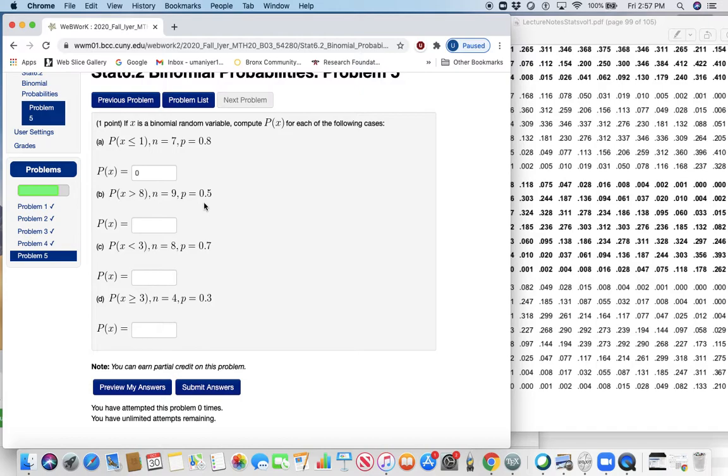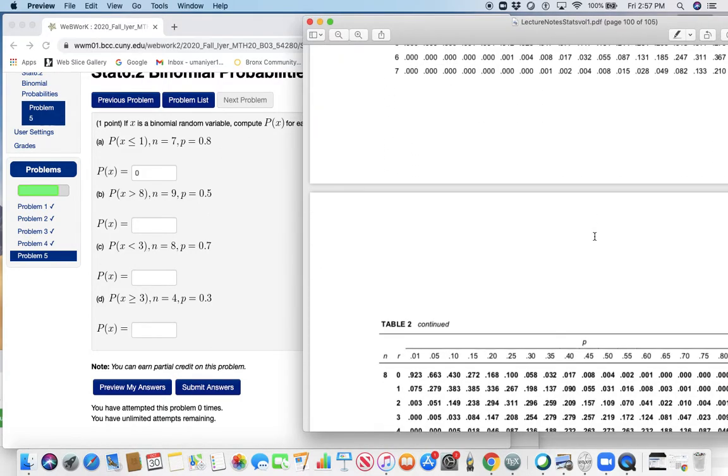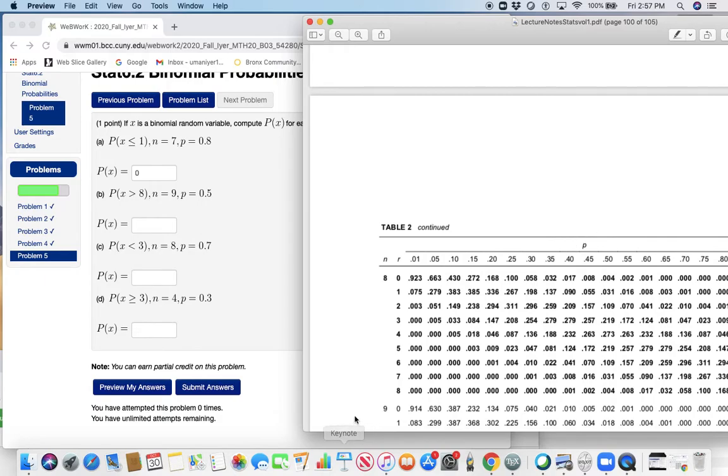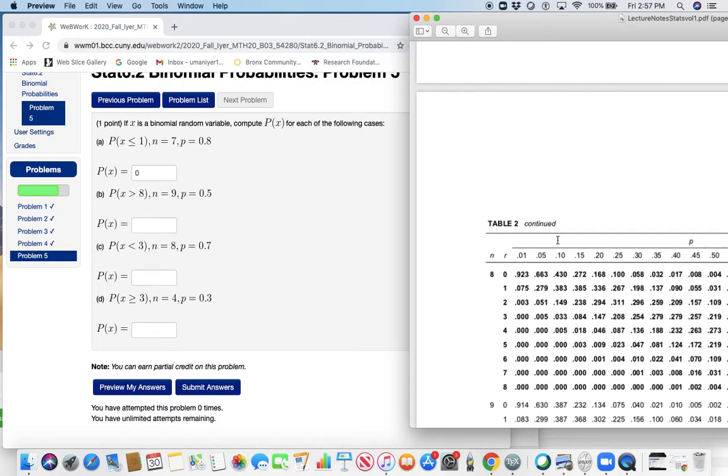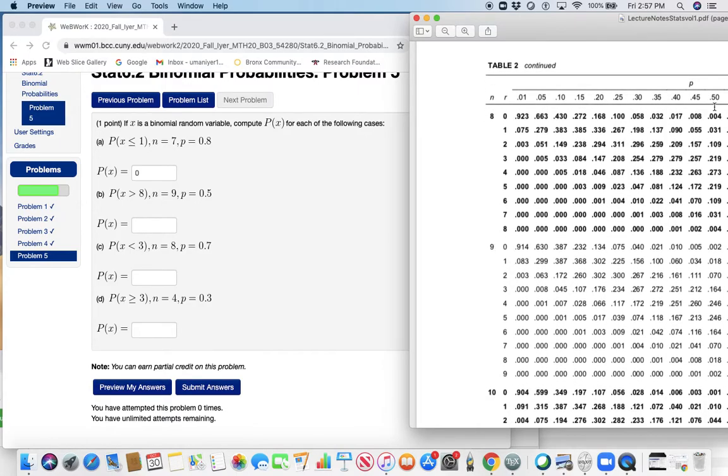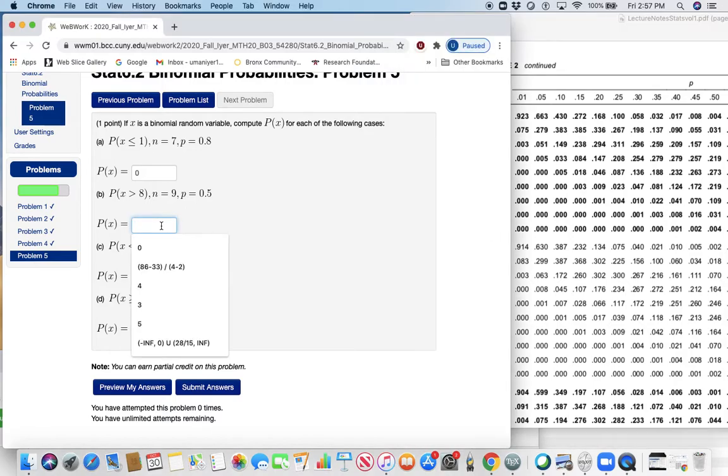N is 9. P is 0.5. 9 is here. P is 0.5, that's here. 0.5 for p, n is 9, and I want x greater than 8. Greater than 8 is only 9 as an option. So that gets me 0.002. Okay.